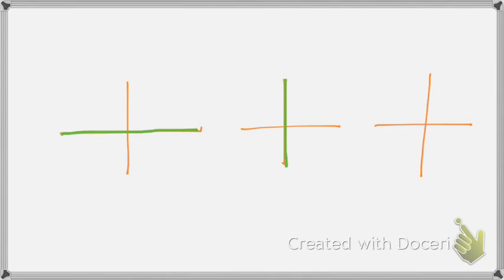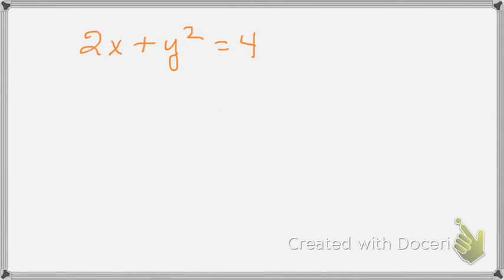So x-axis symmetry means you can fold it over this line and it will land on itself. Y-axis symmetry means you can fold it over this line and it will land on itself. And origin symmetry means it can fold over this line or this line and land on itself. Okay, so, well, how do you know that? How do you know it's x-axis symmetry?